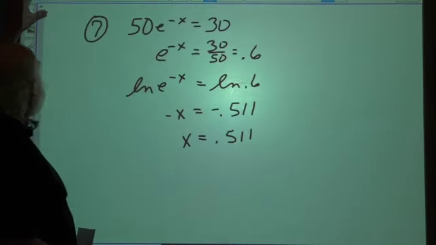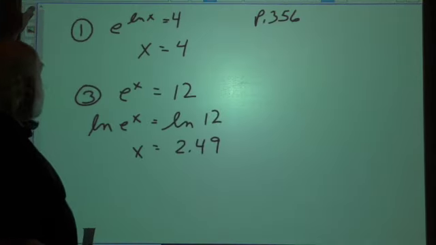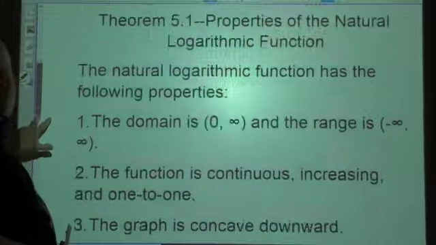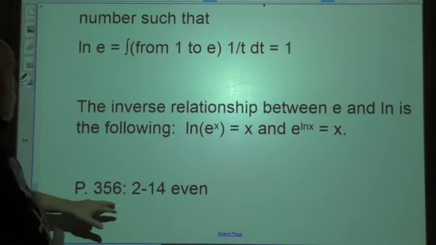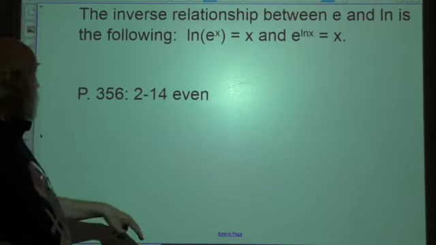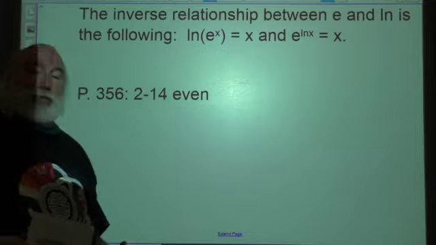So, your assignment: page 356, 2 through 14 even. Have fun.